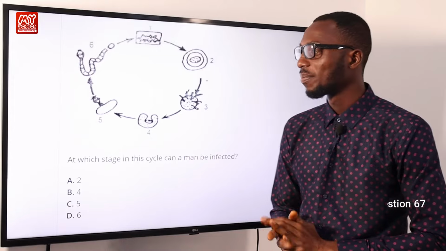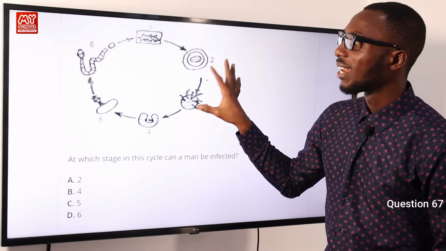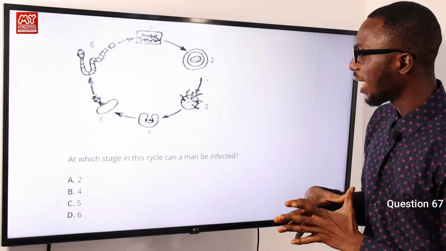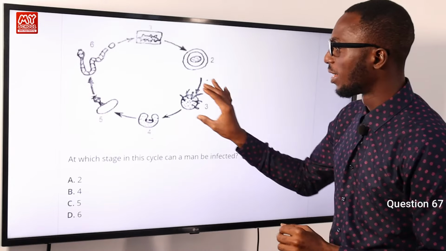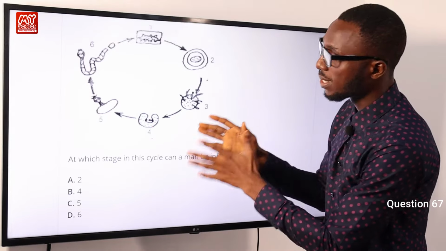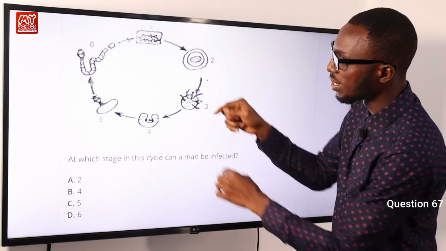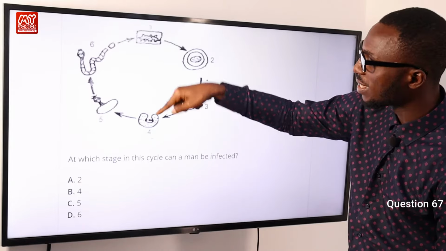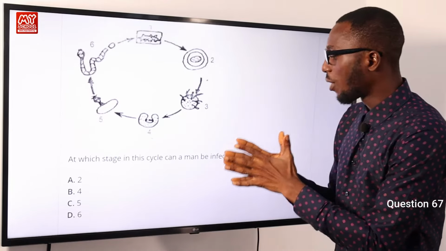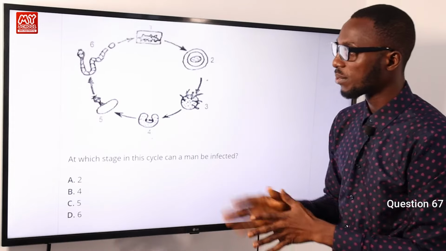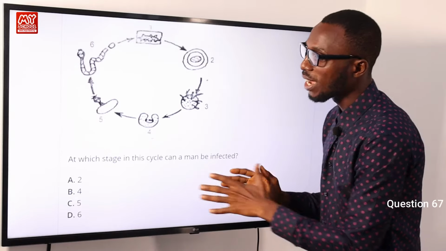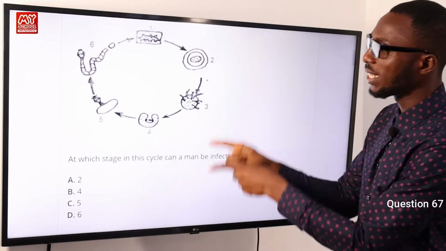Here we have 67. Looking at this diagram, this is a life cycle of a tapeworm. At which stage in this cycle can a man be infected? This is an oncosphere, and looking at this is a cysticercus, anyhow you want to pronounce it. Already you can see this scolex is invaginated inside of it. So at this stage, a man can be infected or infested with the tapeworm. This stage is very correct based on the context of the options we are given. So we will take option B as the most viable option, stage 4.